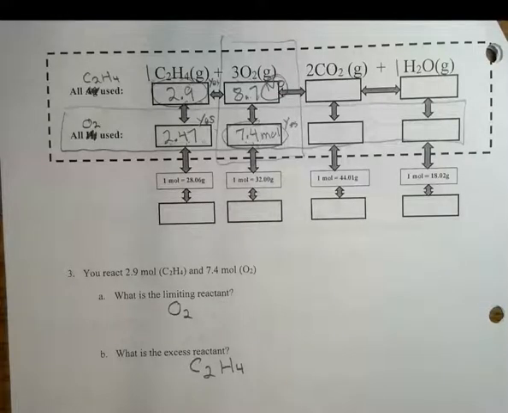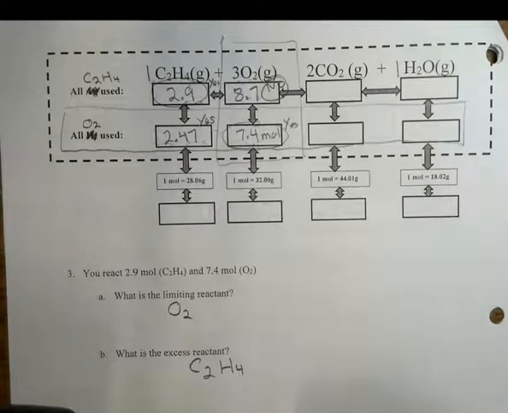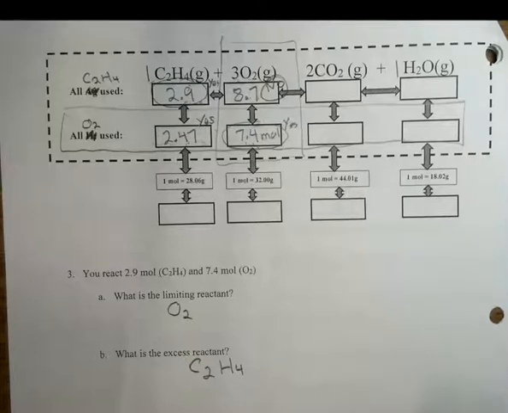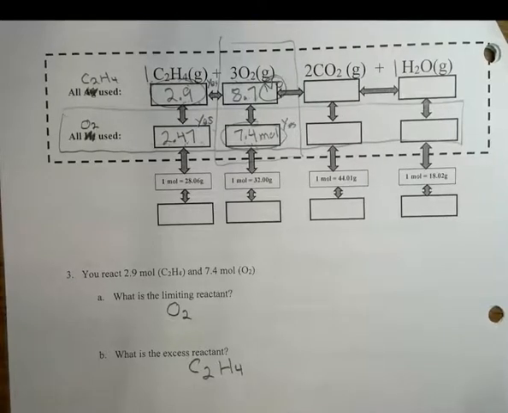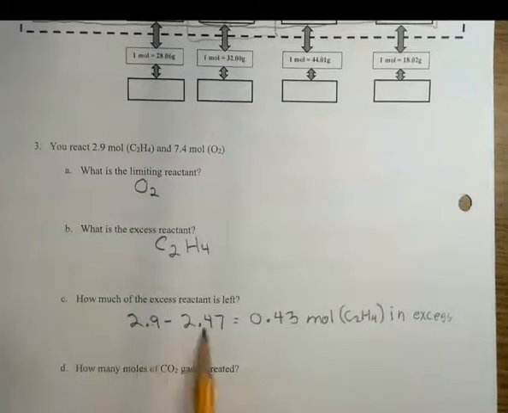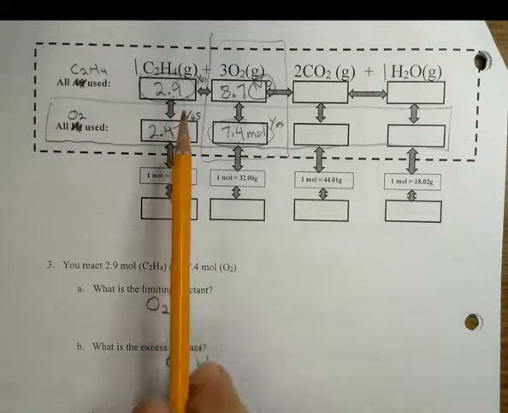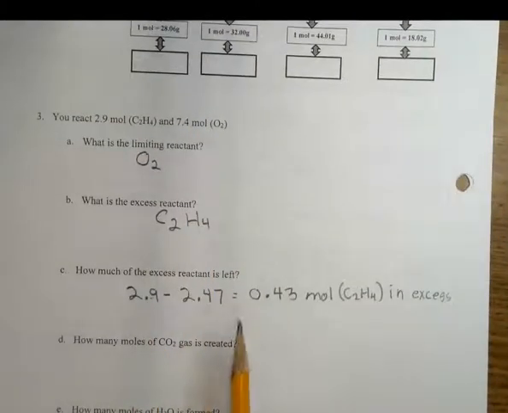Let's just do that. 2.9 minus 2.47 gives 0.43. I knew that. Mixed it up. 0.43 moles of C2H4 in excess is the way it's usually worded. Okay, where am I? I'm off the screen. Sorry, guys. That's simple enough. So 2.9, this number minus this number gives you that number, and that's the moles of C2H4 in excess.